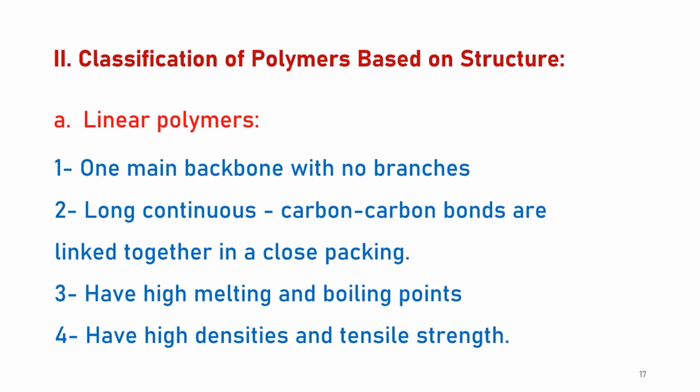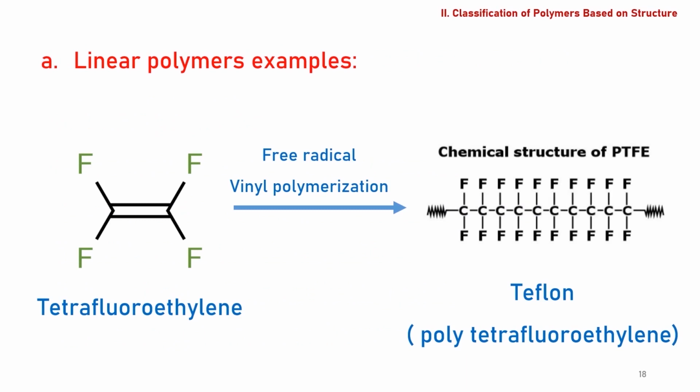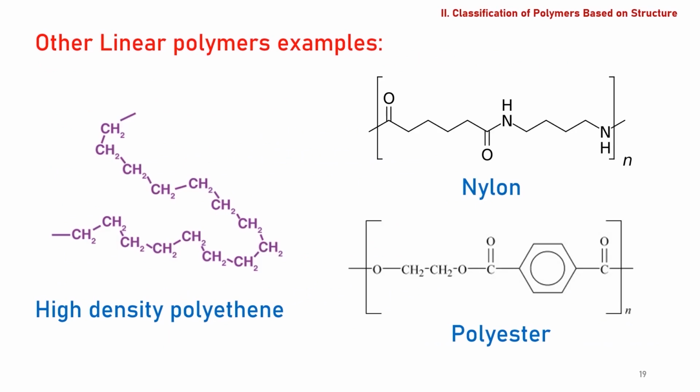The close-packed structure of linear polymers causes them to have high melting and boiling points, high densities, and high tensile strengths. Examples of linear polymers are Teflon, which is made from tetrafluoroethylene. High-density polyethylene, nylon, and polyesters are also examples of linear polymers.